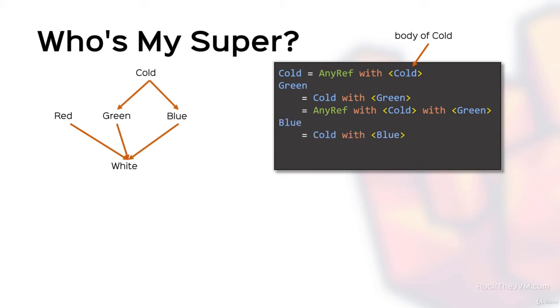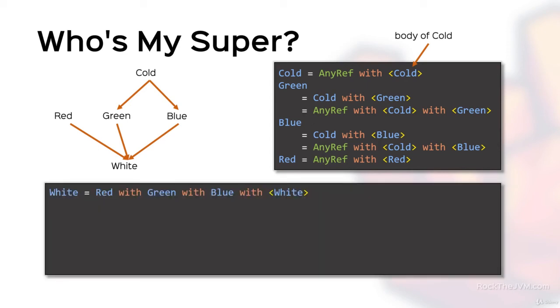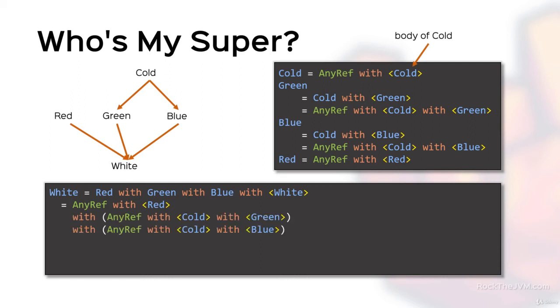In the same fashion, blue is cold with whatever blue has implemented or overridden, and cold is then expanded further to AnyRef with whatever cold has implemented with whatever blue has implemented, okay? And red as well, AnyRef with whatever red has implemented. So white, being the descendant of all of them, is basically red with green with blue with the body of white, which the compiler then expands as AnyRef with the body of red, and then green and blue are expanded with their own expansions as AnyRef with cold with green and AnyRef with cold with blue, and then with the body of white, okay?